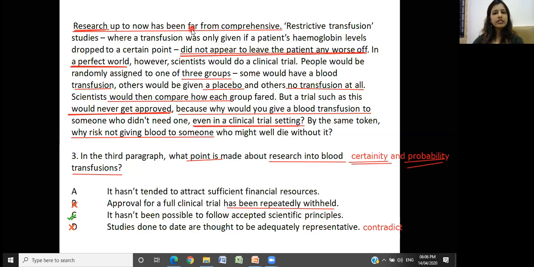So hardly, little, rarely, seldom, few, those words have negative connotation and they are commonly used instead of straight away saying not representative or not comprehensive. And there's nothing about financial resources as such. So A can be straight away ruled out. So C is the correct answer.